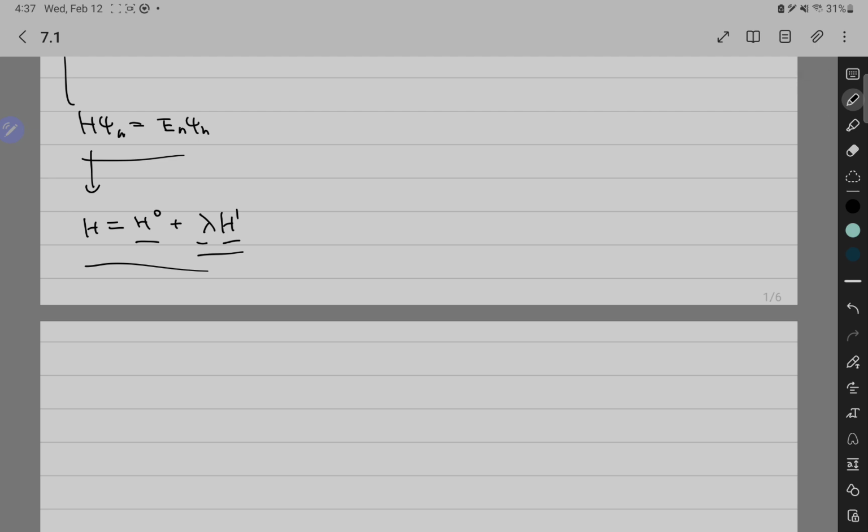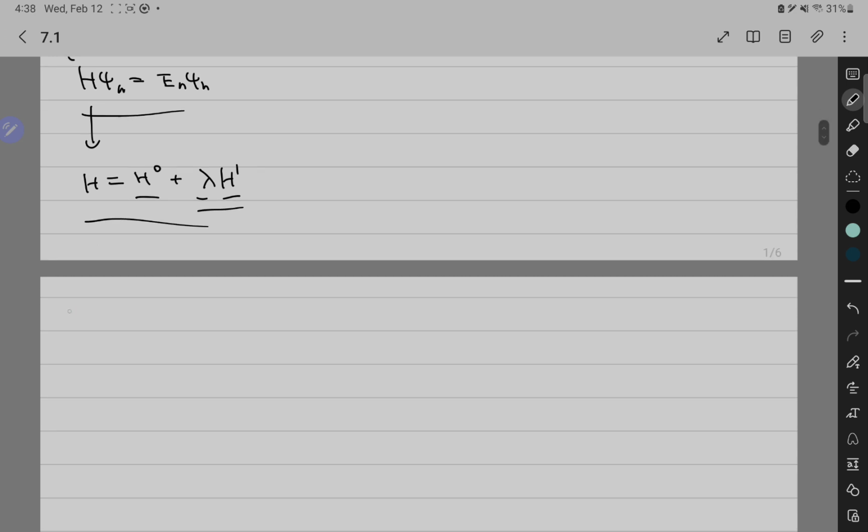So you can write the same thing for psi n and En. We can write them as power series in terms of lambda. So we're just doing the same thing to psi n. Psi n we're going to expand to psi n0 plus lambda psi n1 plus lambda squared psi n2, and so on. For En it's going to be the same thing: En0 plus lambda En1 plus lambda squared En2, and so on.